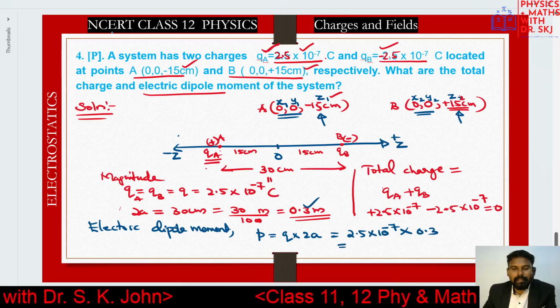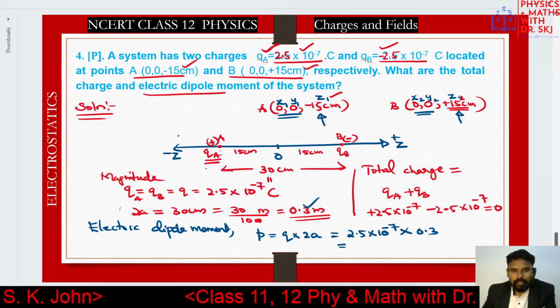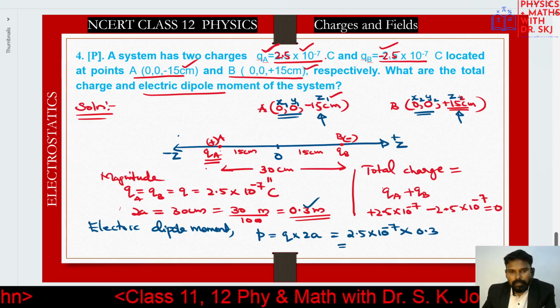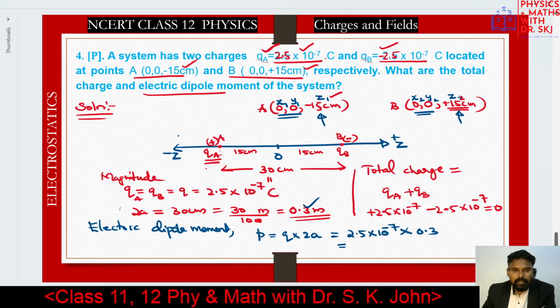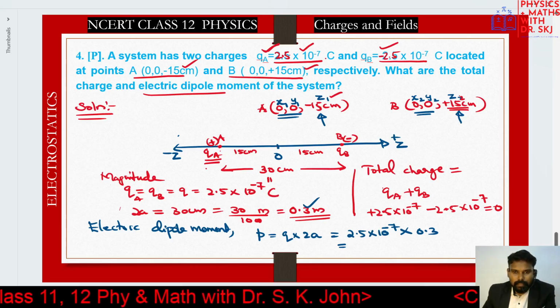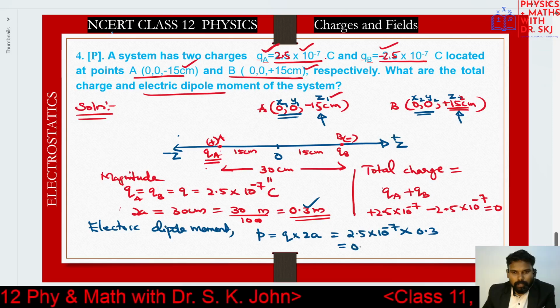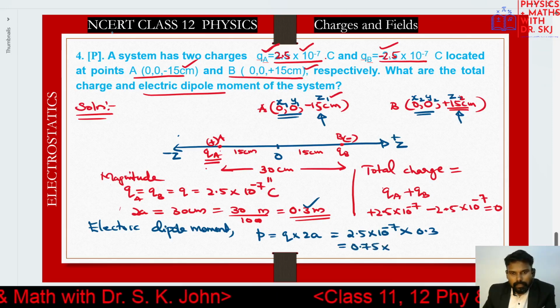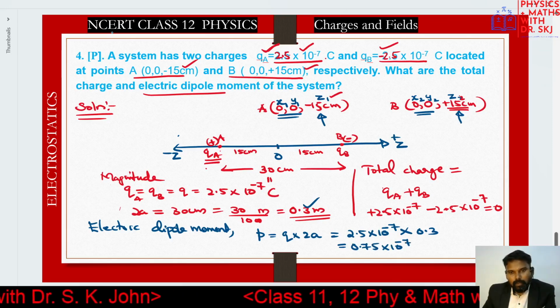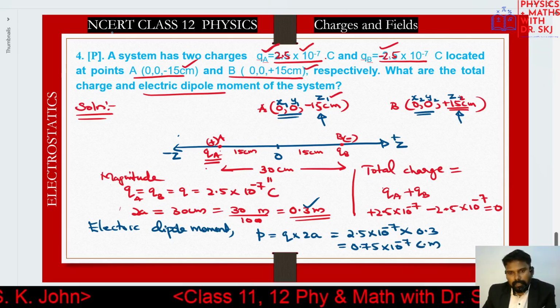So when you multiply, you will get the answer. 3 into 2.5 will be 7.5, and with the decimal place, it will be 0.75 into 10 raised to minus 7 coulomb meter. This will be the answer.